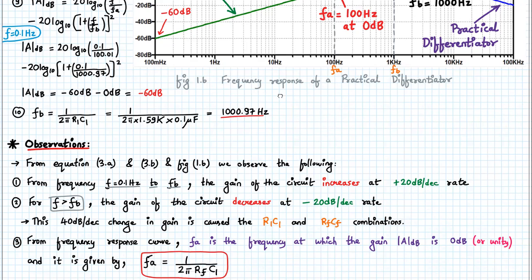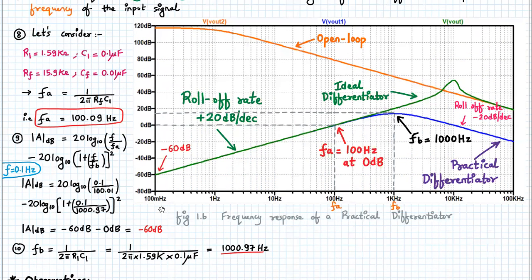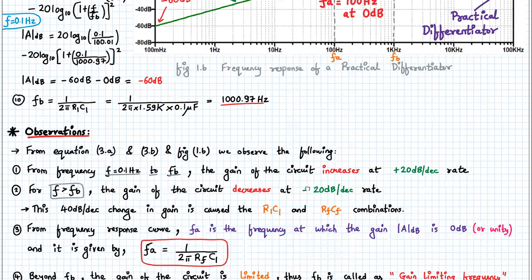Okay, so let us check it out. So here at the start we have 100 millihertz, that is equivalent to 0.1 hertz. So from here till FB, the gain of the differentiator keeps on increasing at a rate of 20 dB per decade. That rate is called the roll-off rate. So how is it 20 dB per decade? Let's check this point. At 10 hertz, we have a gain of minus 20 dB, and at 100 hertz, we have a gain of 0 dB. So the rise in the gain is 20 dB, and this is happening at a 1 decade change in frequency. Hence, the roll-off rate is plus 20 dB per decade.